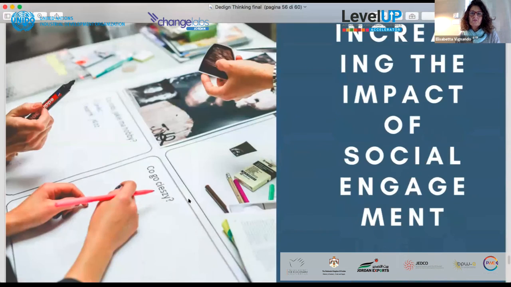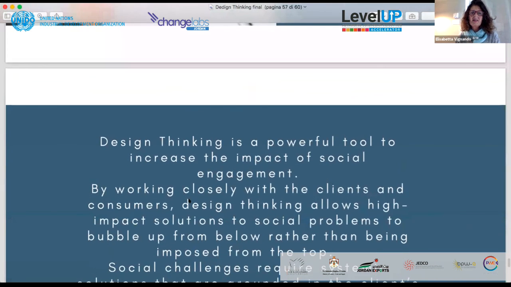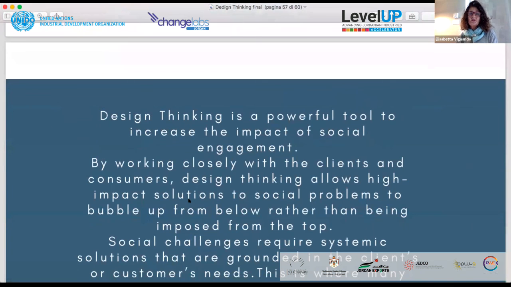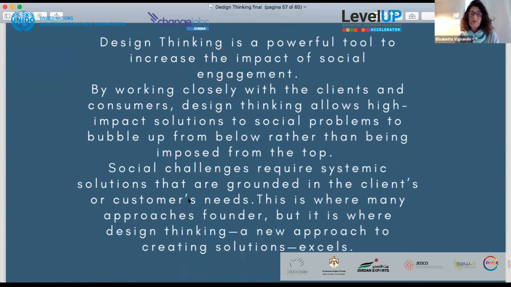Increasing the impact of social engagement. Design thinking is a powerful tool also in this direction. By working closely with your client and with the client's consumers, design thinking allows a solution to a social problem to bubble up from below rather than being imposed from the top. Social challenges require systemic solutions that are grounded in the client or customer need. This is where many approaches fall short, but this is where design thinking, a new approach to creating solutions, excels.